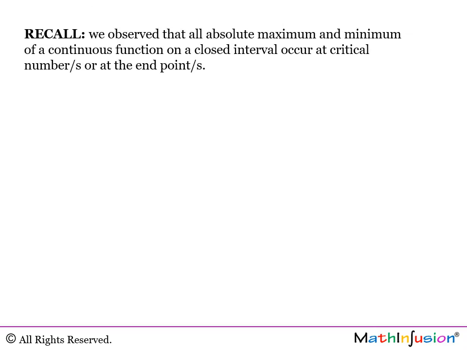We observe that all absolute maximum and minimum of a continuous function on a closed interval occur at local max and min, which means critical numbers, or at the endpoints a, b. So here are the specific values of x that we should suspect maybe there is an absolute maximum or minimum at.